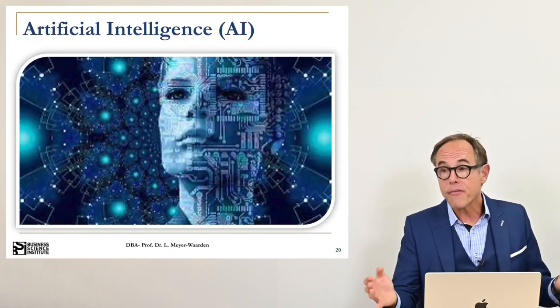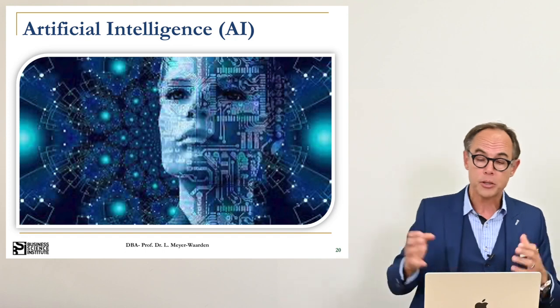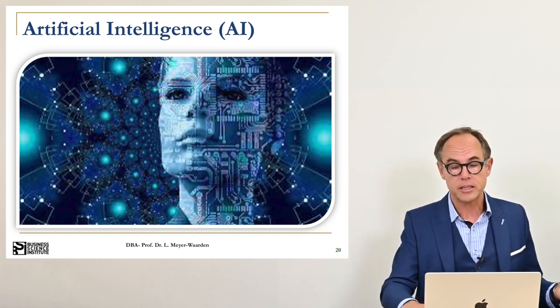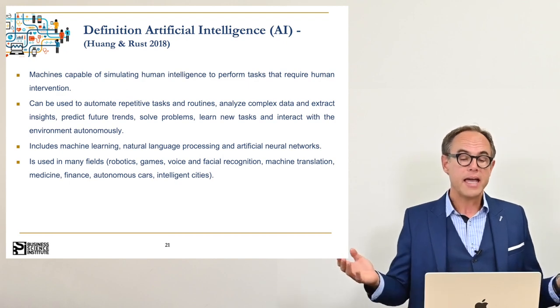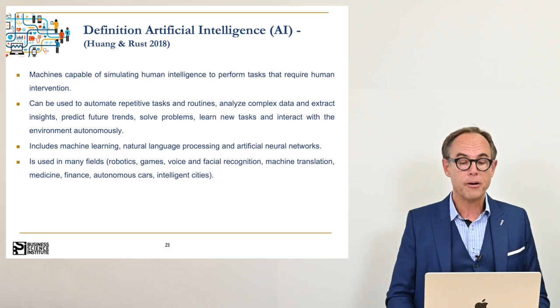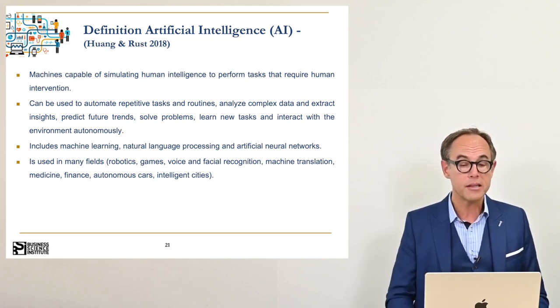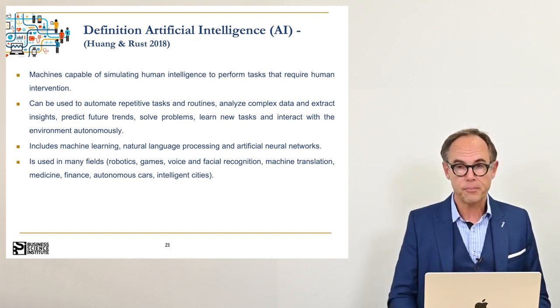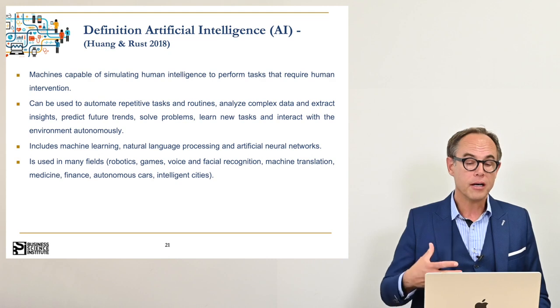So as you have the presentation, I won't go too much into detail in these definitions, but first of all, what is AI, artificial intelligence? AI are machines capable of simulating human intelligence to perform tasks that require human intervention. This is the definition of Huang and Rust, two marketing researchers who published in the Journal of the Academy of Marketing Science. But they go further.